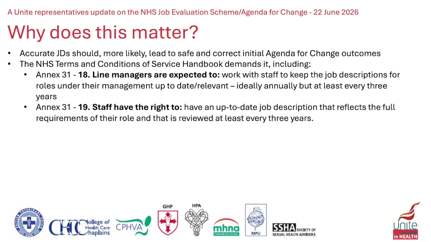Annex 31 also says, in terms of staff rights, in Section 19, staff have the right to an up-to-date job description that reflects the full requirements of their role, and that this is reviewed at least every 3 years. Maybe for some of you sat virtually around the table, you'd be thinking, gosh, my job description, colleagues' job descriptions haven't been updated for tens of years. Part of the reason Annex 31 was needed was to challenge this, as organisations need to be much more thoughtful about having up-to-date, at least 3-yearly reviewed job descriptions.